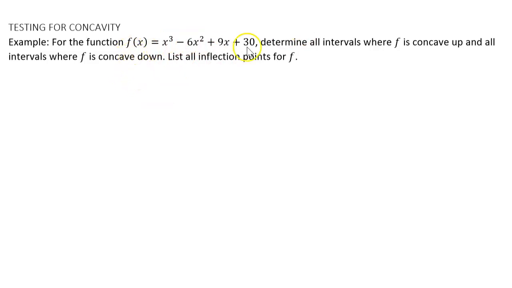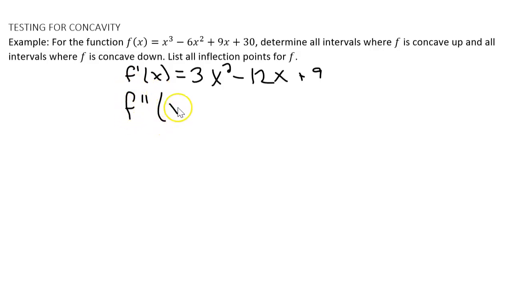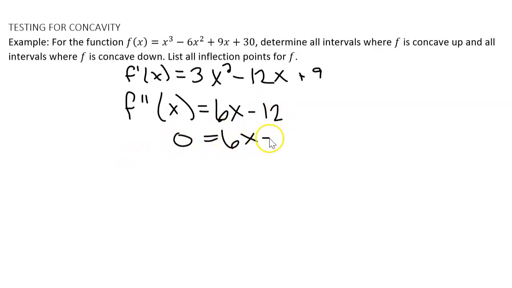So let's give that a try. We're starting with a cubic function, and if we take the derivative, we're going to get a quadratic, 3x squared minus 12x plus 9, and we've seen that we can use this to determine if the function is increasing or decreasing. But we're going to go one step further now, and we're going to take the derivative again. And so we're going to set this second derivative equal to 0. And this is going to help us solve for the point of inflection.